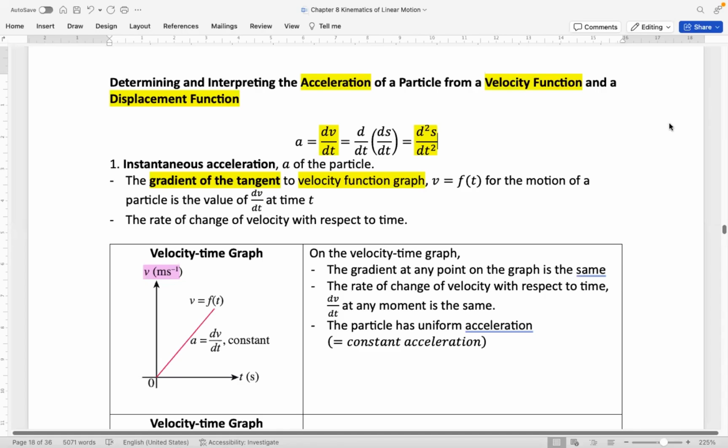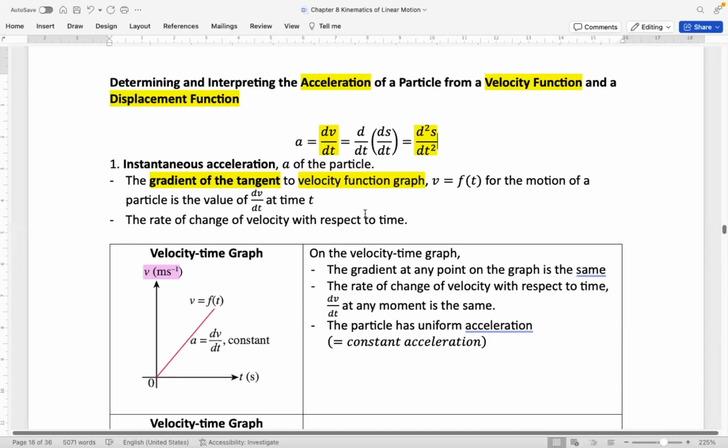In this video, we are going to determine and interpret the acceleration of a particle from a velocity function and a displacement function. So basically, when you are given a velocity function and the question asks you about acceleration, then you have to do differentiation once. So a equals dv/dt. If you are given a displacement function and the question asks you about acceleration, then you have to do differentiation twice. So a is also equal to d²s/dt².